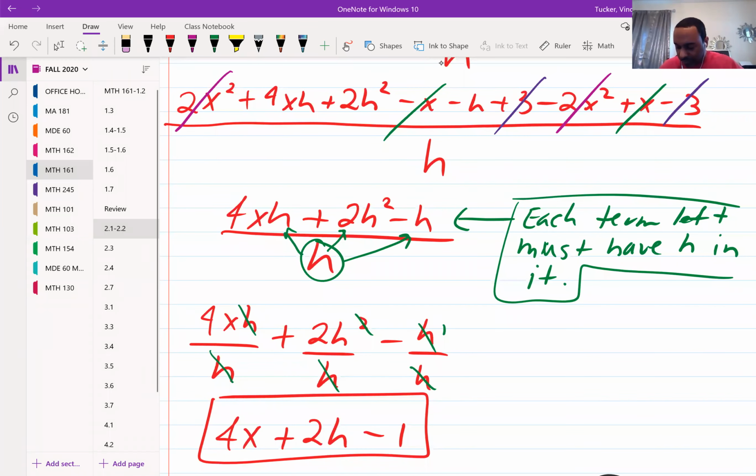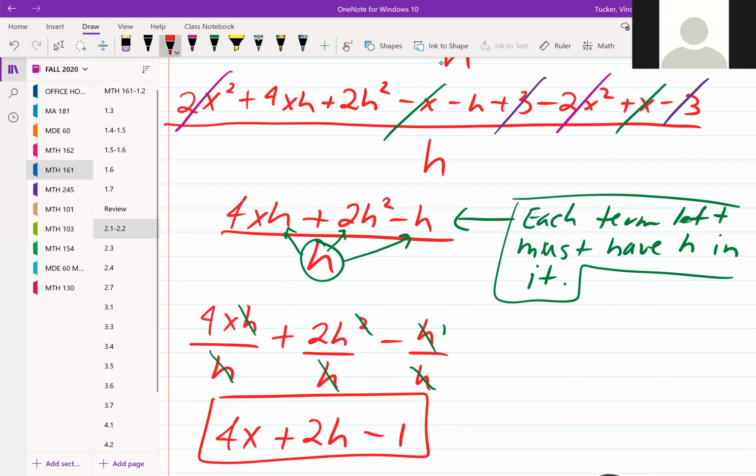Gotcha. Yeah. So, well, I will say this. To me, this is the easiest way of handling this type of problem. Just dividing the h into each individual term and then canceling them out. Like you preach factoring so much, it's stuck in my head.